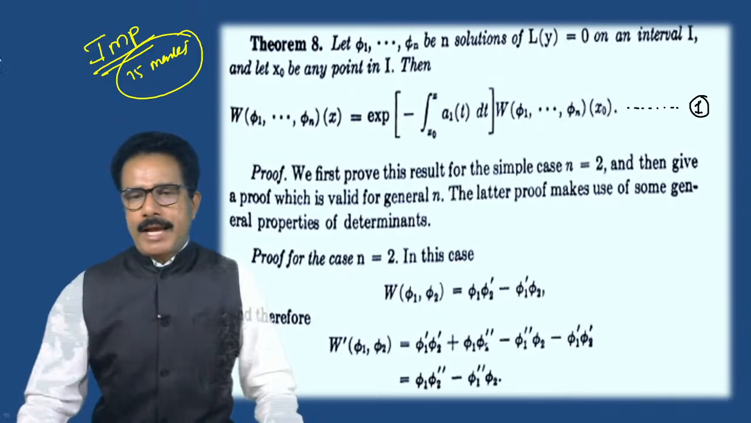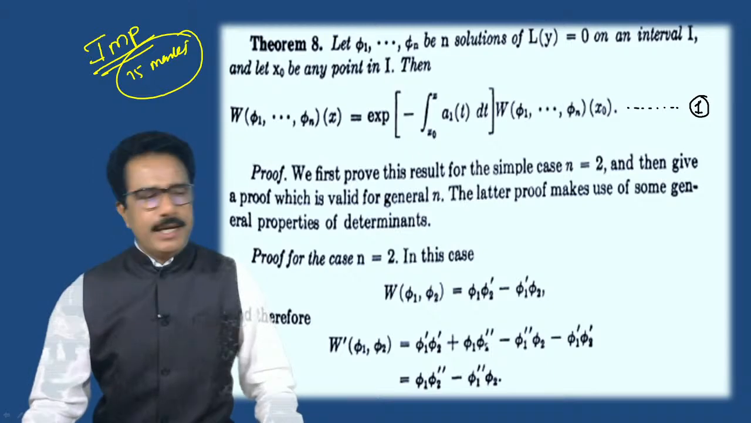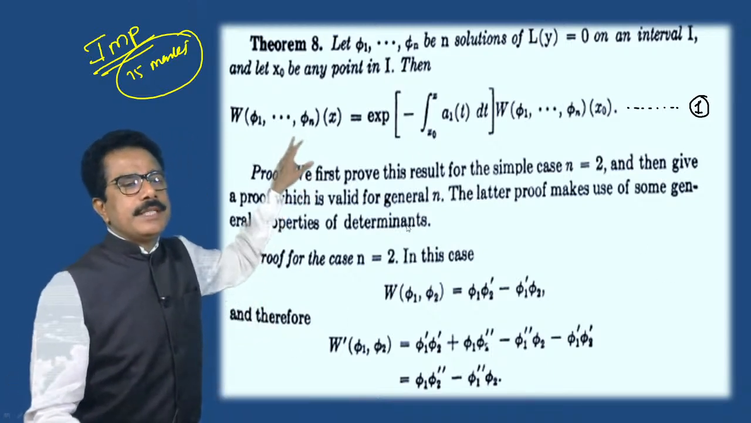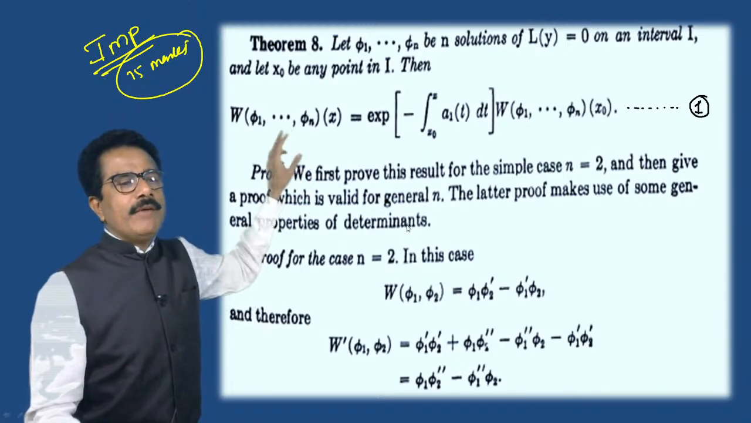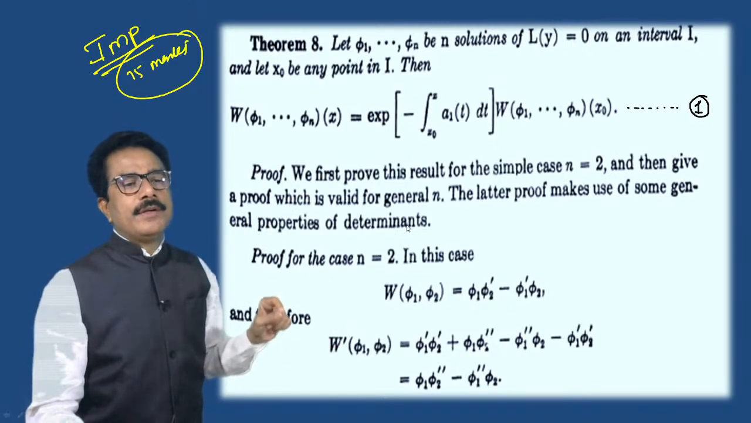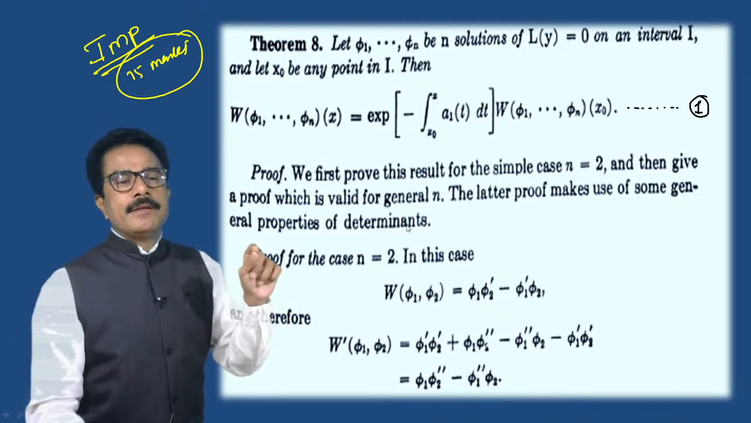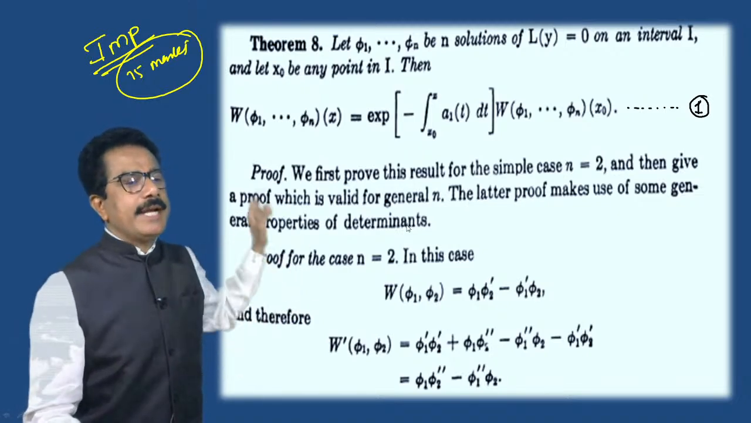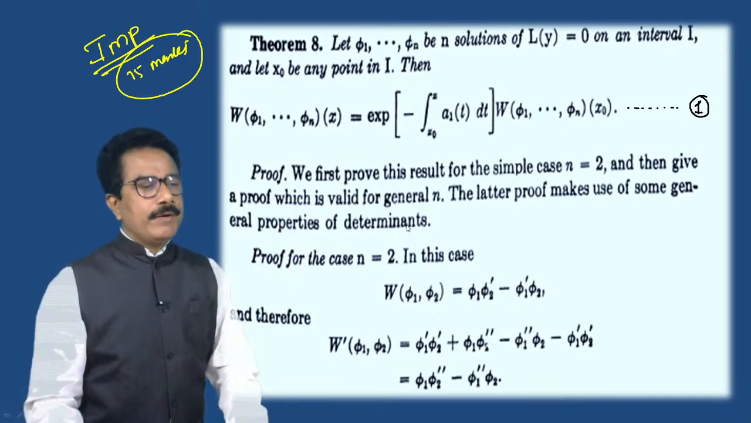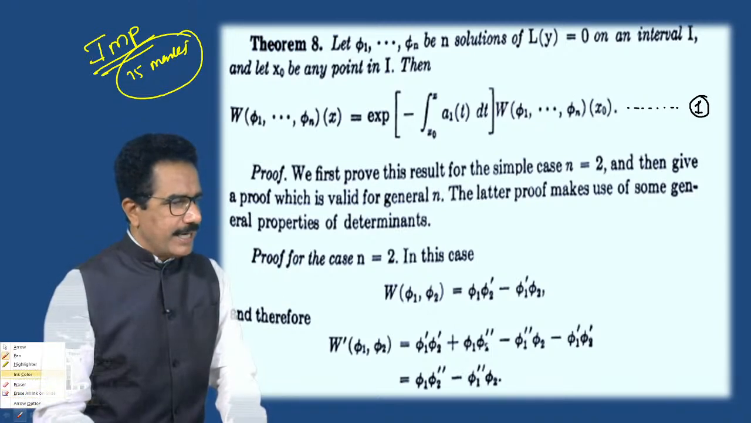हा, या थेरमवर काय म्हणते क्वेश्चन, 1 मिनिट. या थेरमवर MCQ. हा, ओके, या थेरमवर MCQ कसा विचारला जातो. See this: if phi 1, phi 2, phi 3, dot dot dot, phi n are the solutions of L of y equal to 0 on an interval I and x naught is a point in it, then which of the following is true? So we have to be given different options regarding this.